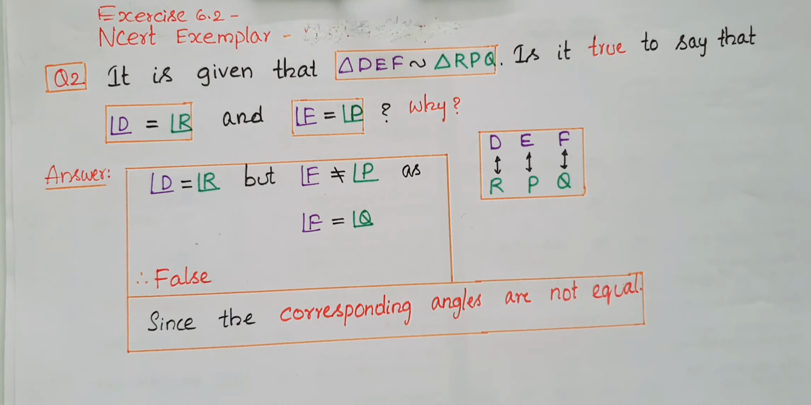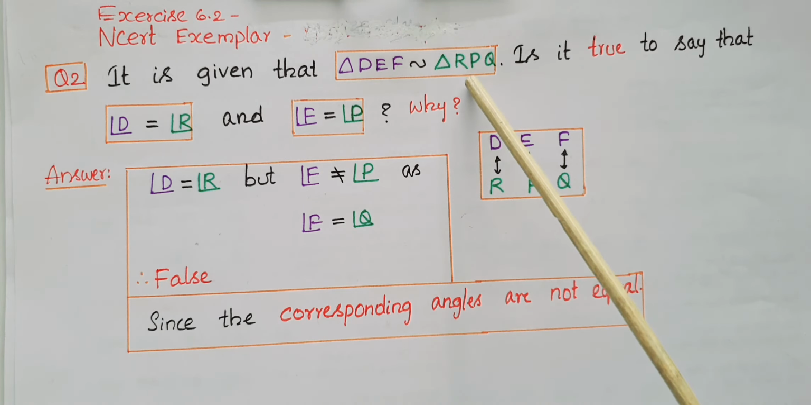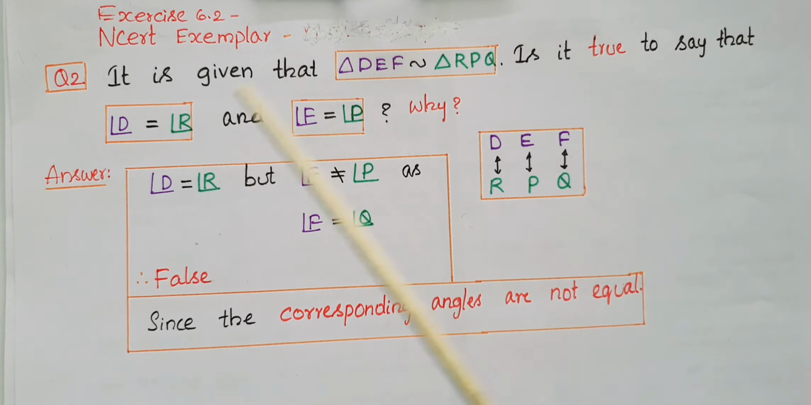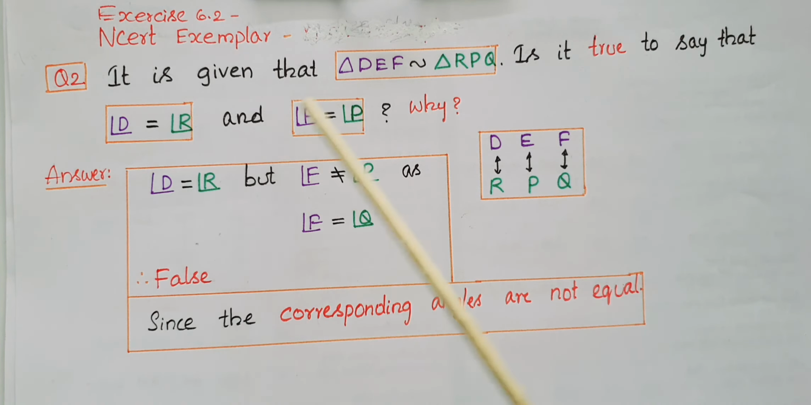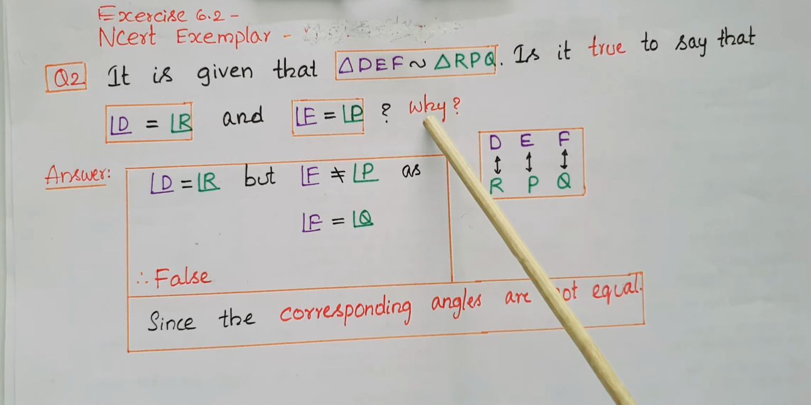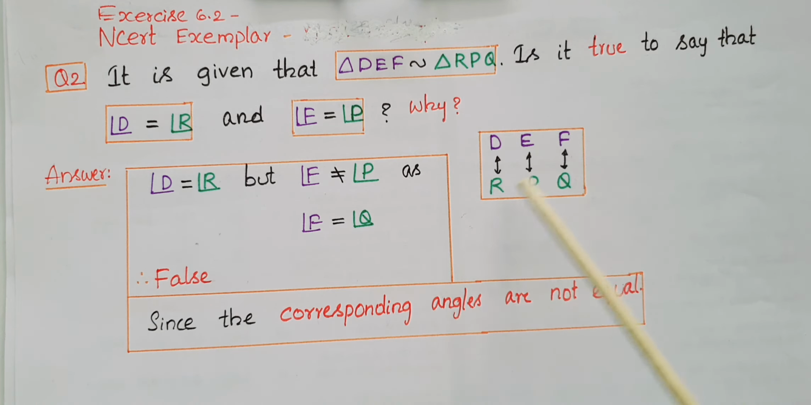This is the second question from exercise 6.2 from NCERT exemplar. It is given that triangle DEF is similar to triangle RPQ. Is it true to say that angle D is equal to angle R and angle F is equal to angle P? Why?